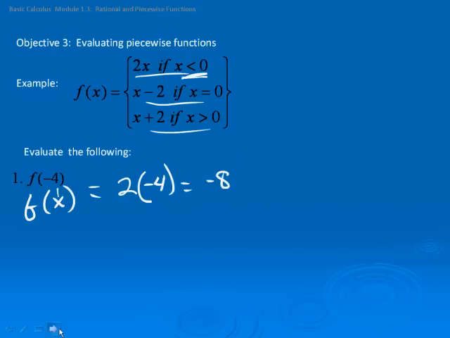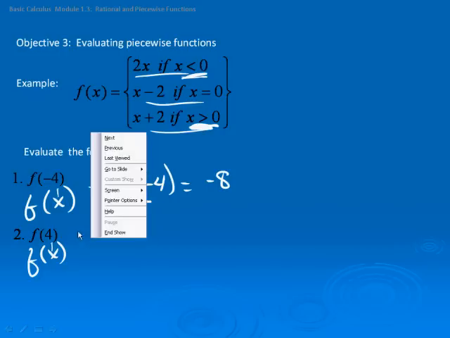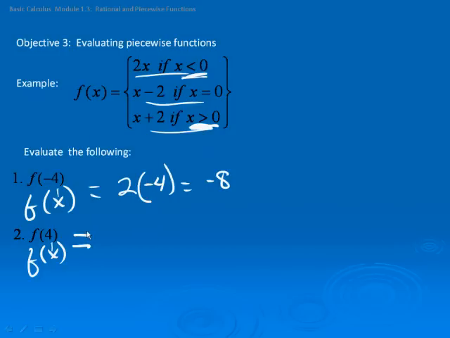All right, let's look at the second one. Again, I'm going to write in my little stencil here. We've got f of x, and notice that x is equal to 4. We got that little substitution right there. That's going to fit the bottom one, because these are for all x's that are greater than 0, and 4 is definitely greater than 0. So we're going to use that x plus 2, substitute 4 in, and that should give me 6. So f of 4 is equal to 6.